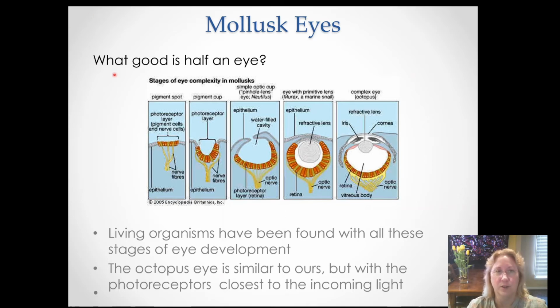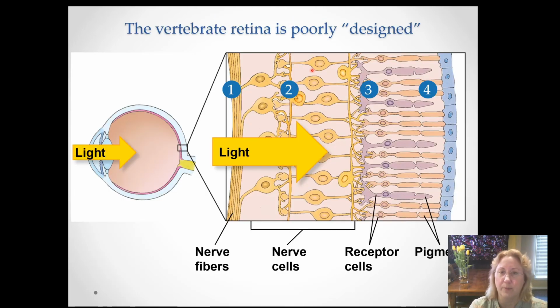This is "What good is half an eye?" This is a tagline from a particular intelligent design book that argues that our eye is too complex to have evolved by natural selection. But vertebrate eyes are pretty much all the same. If I go back a slide, our eye is very similar to all the vertebrates.